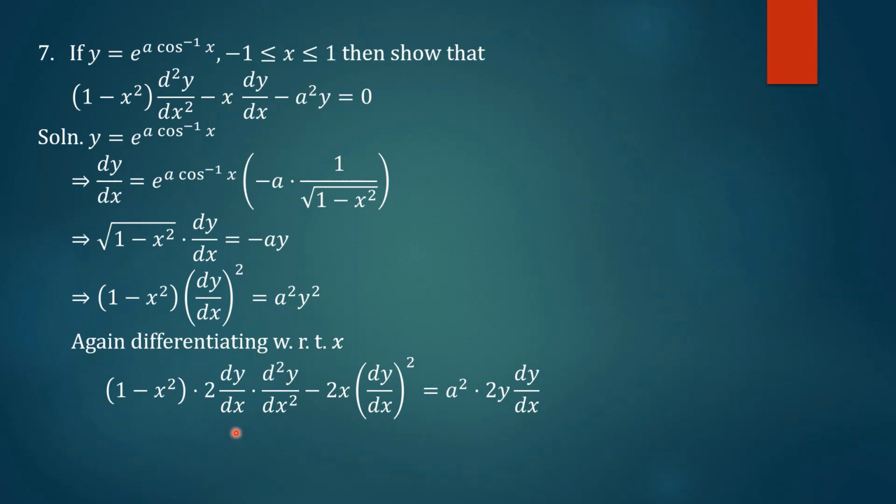Okay, so you see here is a term 2 dy/dx, and here is also a term 2 dy/dx, and here is also the term 2 dy/dx, and it can be cancelled out.